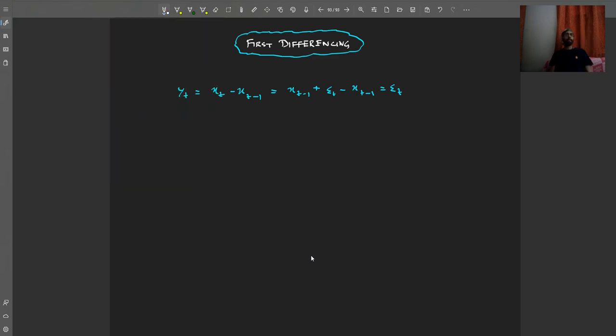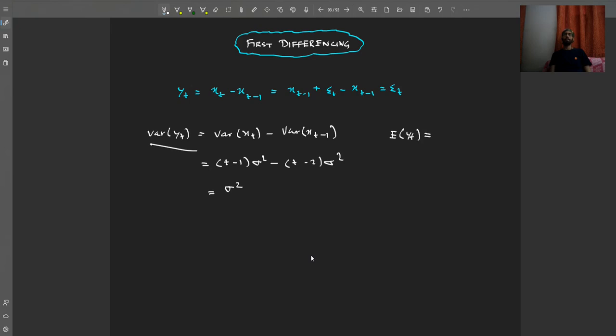First, the variance was violating the condition in the previous equation, right? So let us check the variance here. The variance of yt is equal to the variance of xt minus the variance of xt minus 1. From the previous equation, this will be t minus 1 into sigma square minus t minus 2 into sigma square. If you simplify this, it becomes equal to sigma square. So the t variable is gone. Sigma square becomes a constant value, which is the variance of yt. So the variance problem is gone. And the expected value of yt is nothing but 0, because the expected value of error is nothing but 0.